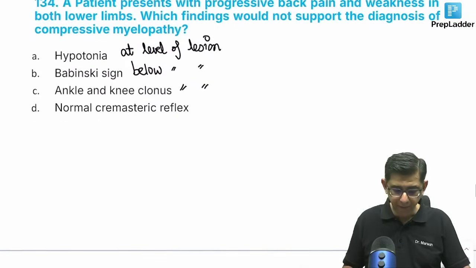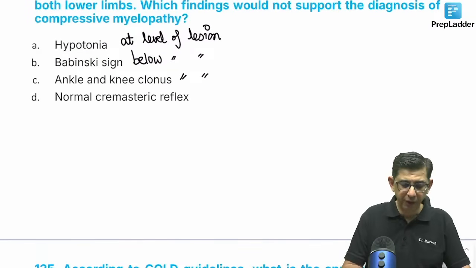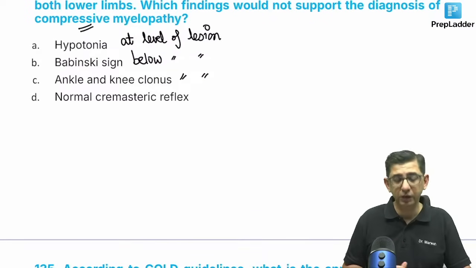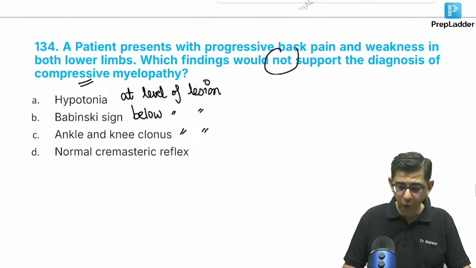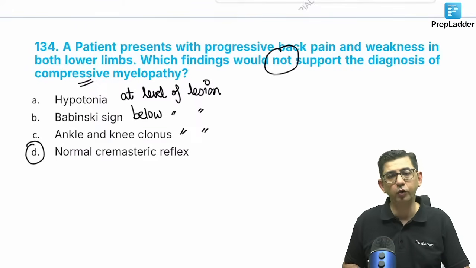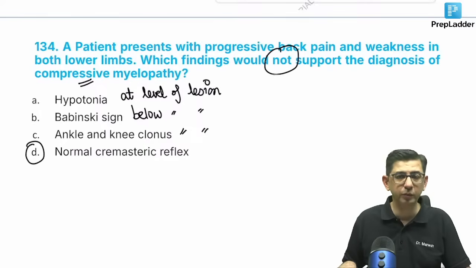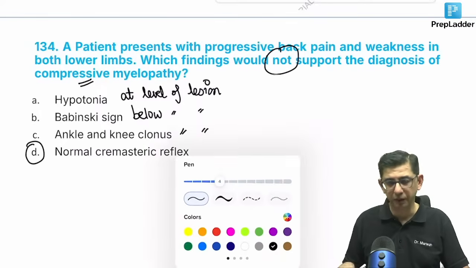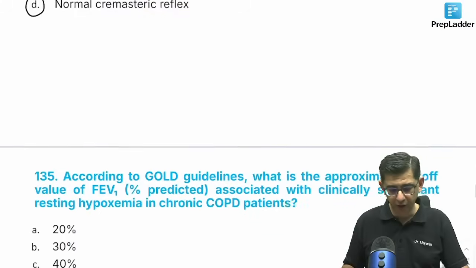Okay. Then there is a patient with compressive myelopathy. The question asks which of the following would not support the diagnosis. Normal superficial reflexes are also lost now. Superficial reflexes are lost in both lower motor as well as upper motor neuron lesions. So a normal cremasteric reflex will not support the diagnosis. The remaining findings can be at the level of the lesion or below the level of the lesion, but superficial reflexes are lost in both upper motor as well as lower motor neuron lesions.